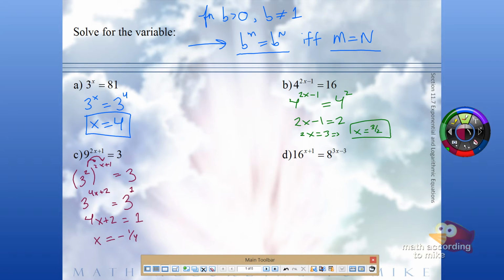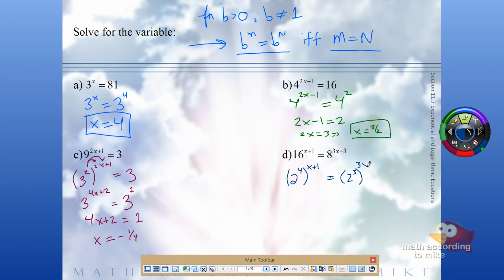Lastly, in part D, we need a common base. What's that common base going to be? Hopefully you did not say 8. Again, it's about powers, not multiples. 16 is a multiple of 8, so that's not going to help us. 16 is not an easy power of 8. But 16 and 8 both have a common power, that being 2. 16 is 2 to the 4th. 8 is 2 cubed.